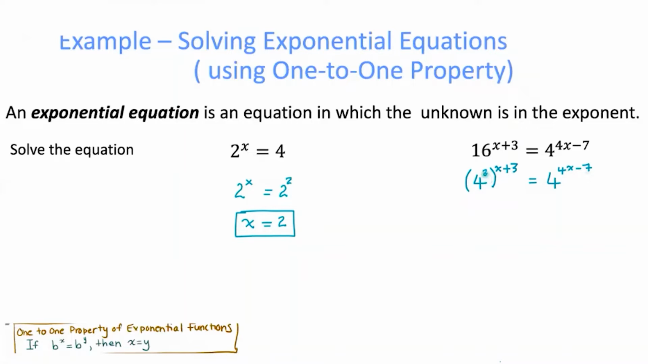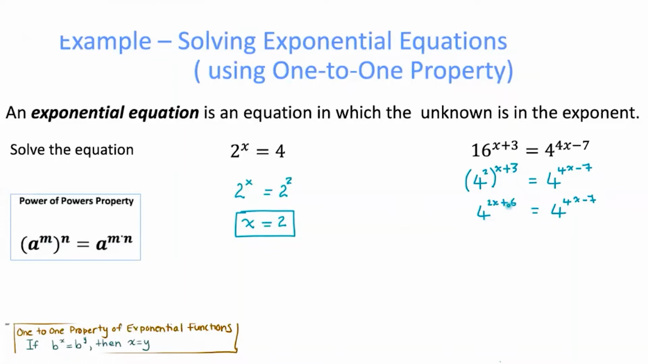Now, if you notice here, I have a number raised to a power, and all of that is raised to another power. The power of power property can be used to get rid of this bracket. So you'll recall, if I have a number raised to a power and all of that is raised to another power, we multiply the powers. So when this is applied, we end up with 4 to the 2x plus 6, and that would be equal to what we have on the right, 4 to the 4x minus 7.